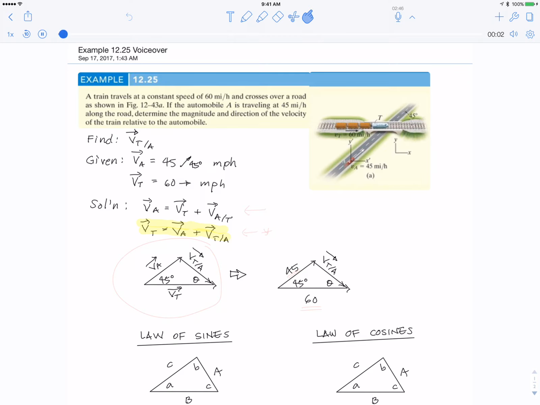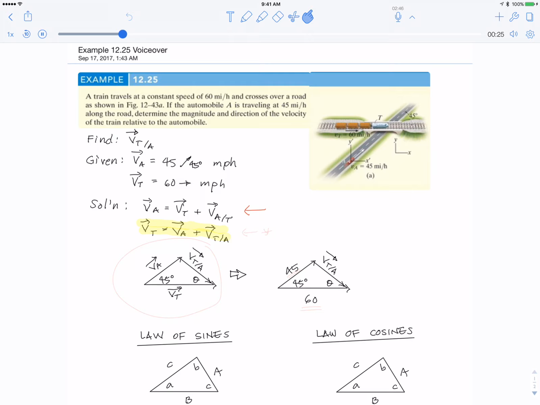So this is a relative velocity problem, and we're given the velocity of car A and train T, and they want to know the velocity of the train relative to A. So that would be if you were in the car, what it looked like the train was moving as you're driving in the car. And so remember how these equations work.